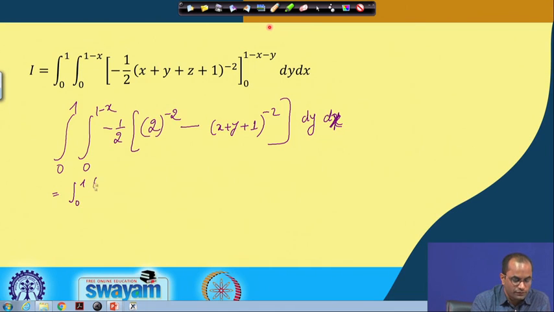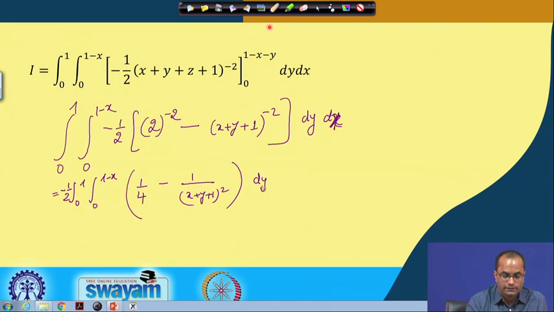So, we have 0 to 1 and 0 to 1 minus x with this minus half there, and this will be 1 by 4, this will be 1 over this x plus y plus 1 minus 2, then plus 2 there in the denominator, and then dy and dx. Now, with respect to y we need to integrate. So, here in this place we will get 0 to 1, 1 by 4, and with respect to y. So, this will be just y, and when we put the limit.